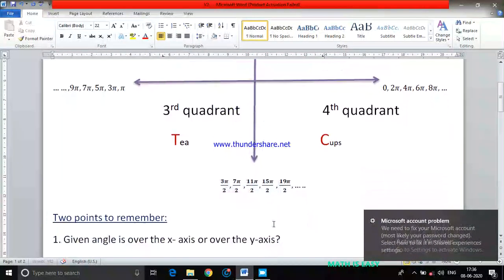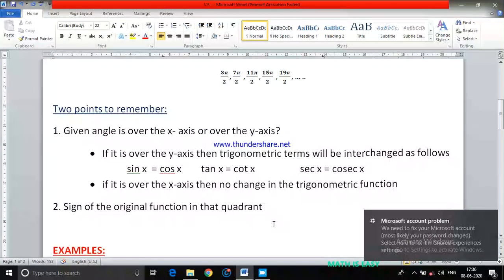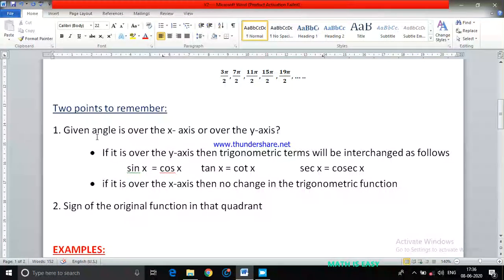Now, when you actually go to find the value of cos 225 or sine 345, some values, actually 2 things you have to remember. Okay, so what are the 2 things you have to remember? I mentioned these 2 points are most important to find the value of any given trigonometric ratio at any angle. First point is, the given angle is crossing over the x-axis or the given angle is crossing over the y-axis.